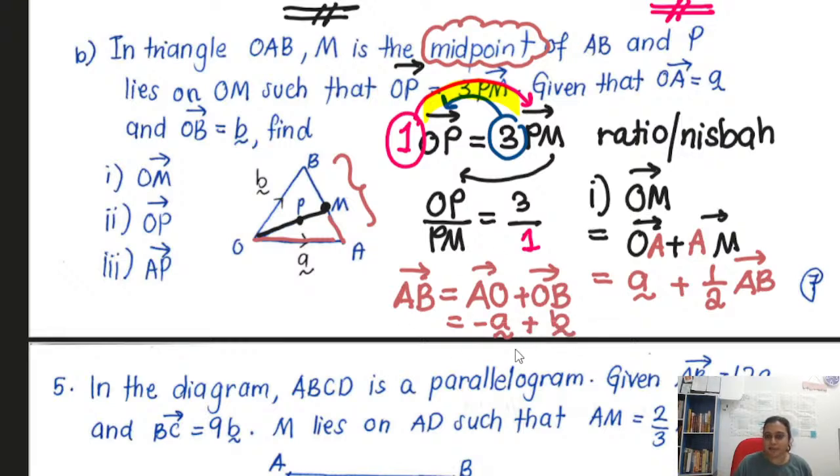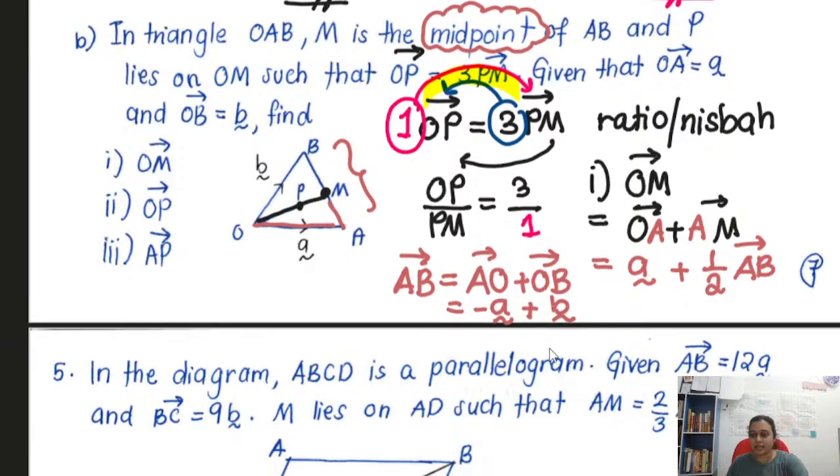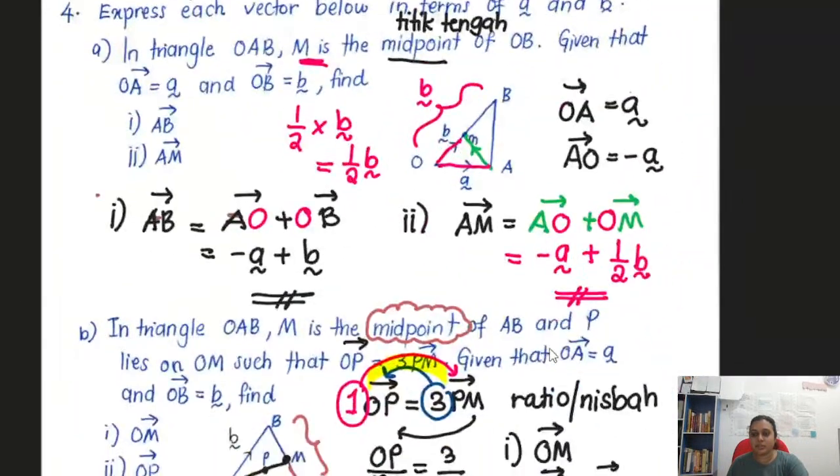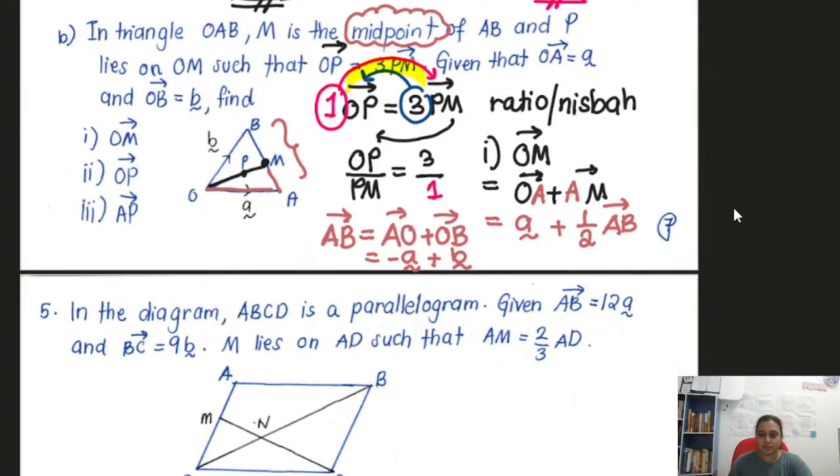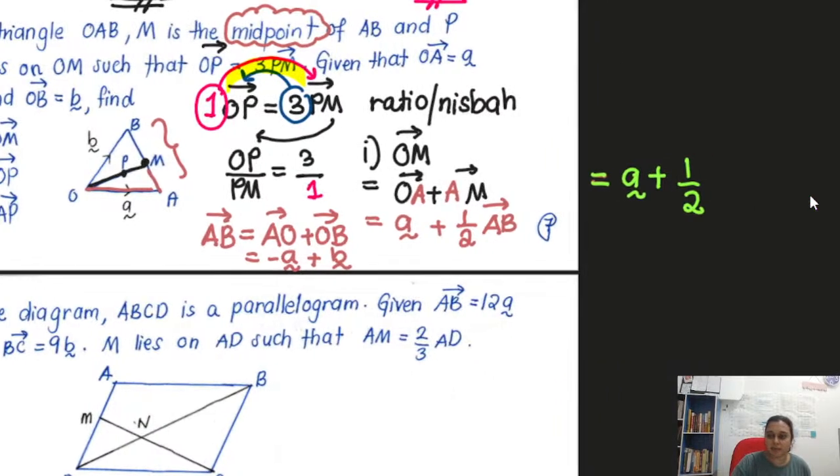Okay, this is AB. So AB teacher found already. So you substitute into the AB. Okay, so teacher do here. Wait, I use different color. Okay, so A plus 1 over 2 AB. AB, I'm going to copy this because I already found, right? We found already. So negative A plus B.